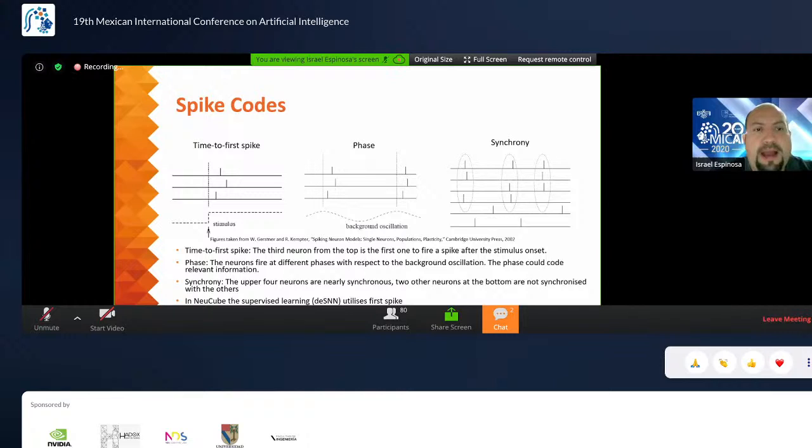The second approach is spike codes, and they are also very useful. I will present 3 of them, but most of the research uses the time to first spike. The first one is time to first spike. When we have a set of neurons spiking at different times, what we consider here is the neuron that fires first when they are stimulated. The dotted line is the stimulus, we are sending a signal to these neurons, and when we do, only 3 neurons fire. So we consider the third neuron from the top, because that fires first.